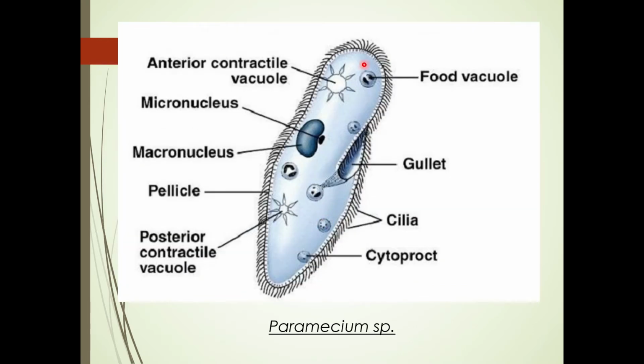And then this is the paramecium, also an example of a unicellular organism. The oxygen can only diffuse into the cell membrane, and the carbon dioxide also can diffuse out to the surrounding, only through the cell membrane. So they don't need a complex system like us.